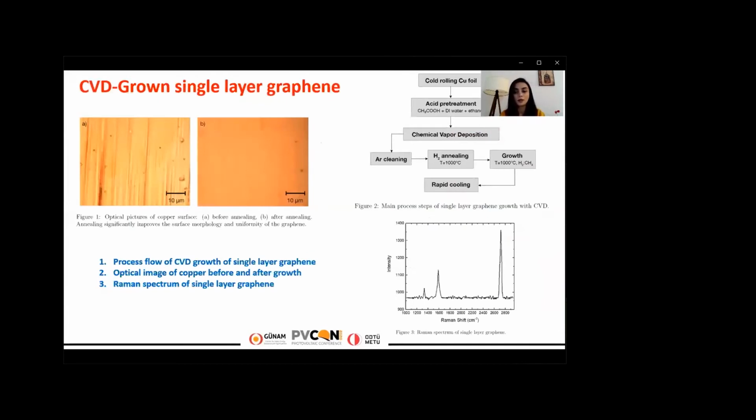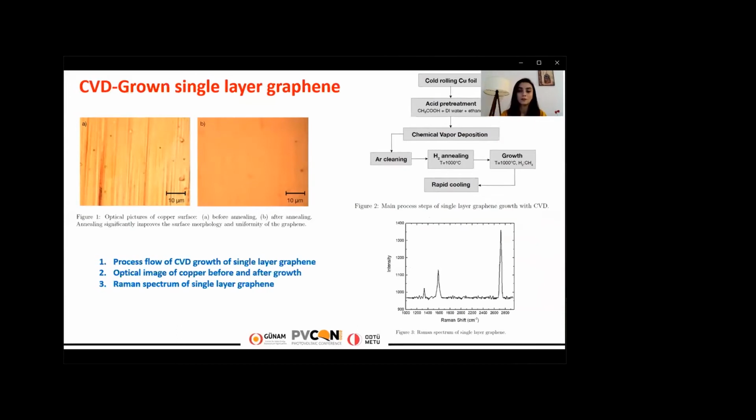Coming to the growth of graphene. As I said, I use copper, but what is called rolling copper, as a substrate in graphene growth. Because of the deformation in the grain structure of this kind of copper, it is a very suitable substrate to grow uniform and single layer graphene.